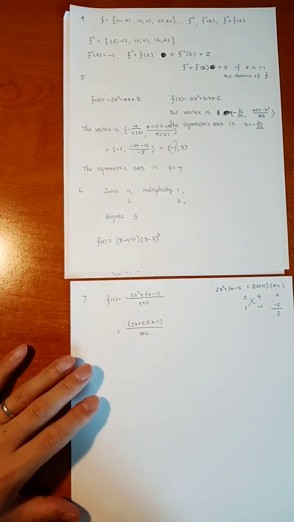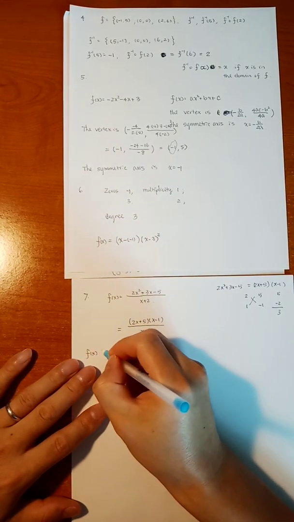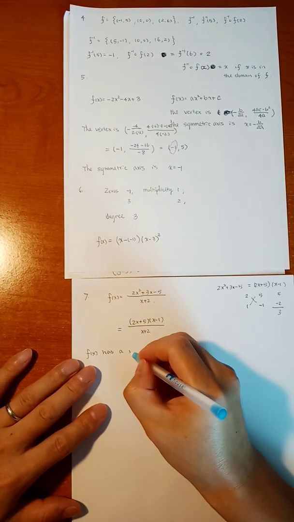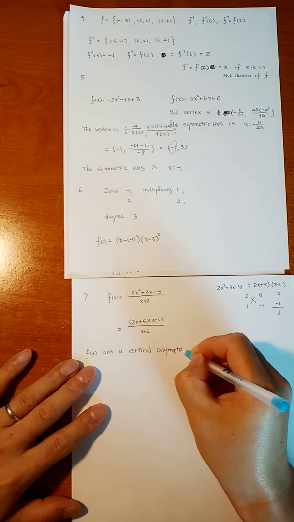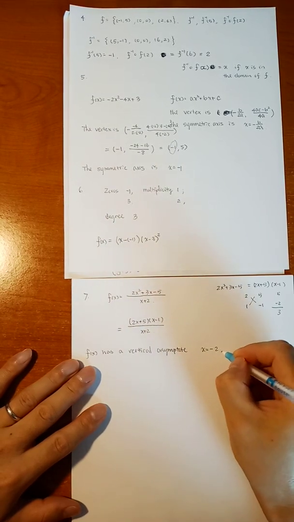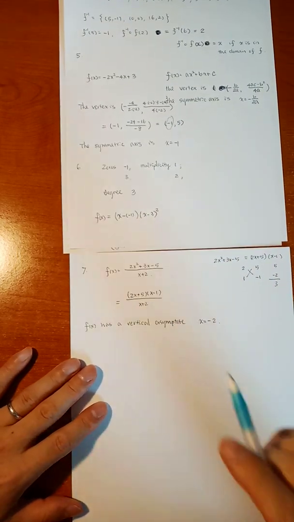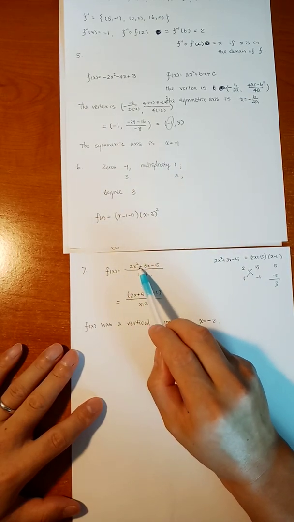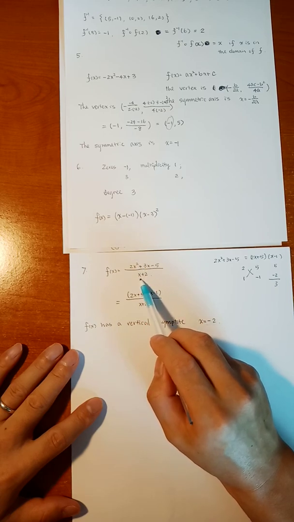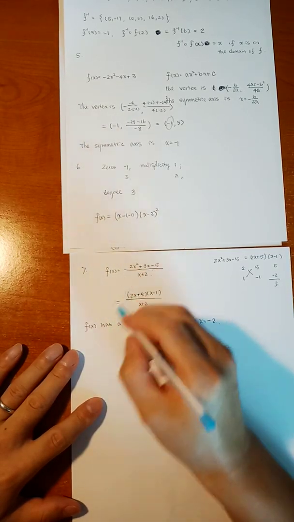After factorization it looks like this, and there's nothing you can cancel, so f has a vertical asymptote x equal to negative 2. Vertical asymptote means the denominator equals 0. It does not have a horizontal asymptote because they have different degrees. The degree of the numerator is greater than the degree of the denominator, but exactly by 1, so f of x has an oblique asymptote.